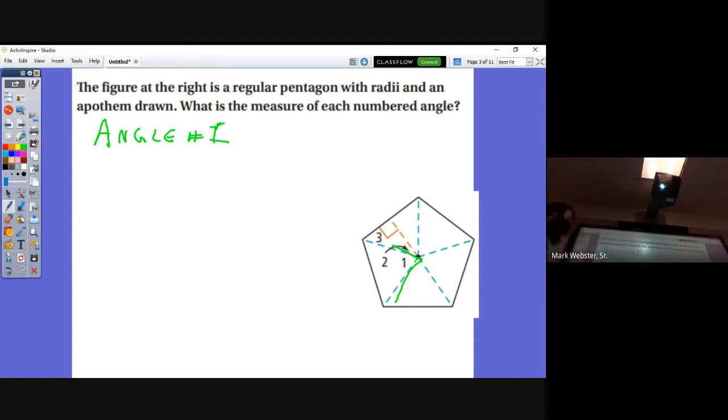For angle number 1, the whole thing is 360. One piece of it, well, there's 5 of them. They're all the same. So we're just 1/5 of it, right?